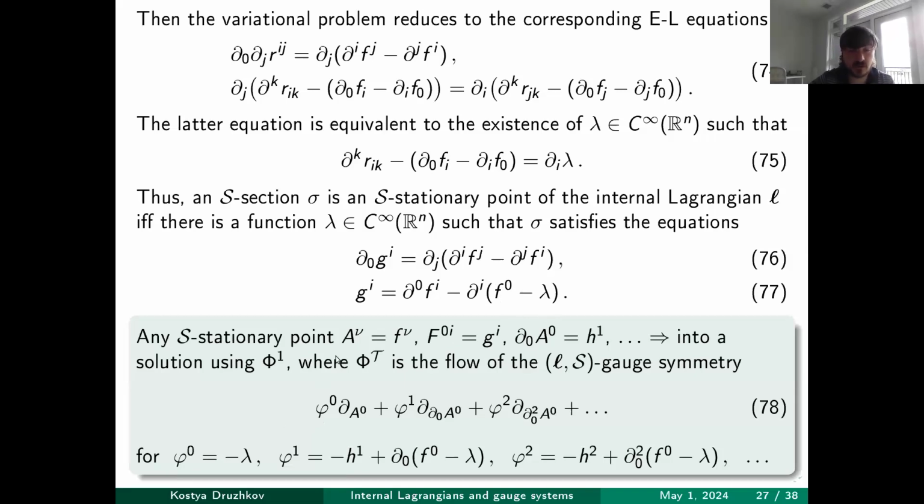But we can consider the corresponding LS gauge symmetry, and this LS gauge symmetry just says that instead of v nu, we can consider the corresponding S section such that A0 equals F0 minus lambda. It becomes just a component of our S section, and then the corresponding S section satisfies the Maxwell equation. This means that any stationary point can be transformed into a solution of the Maxwell equation using the flow of the corresponding LS gauge symmetry. And it's good news, actually. Right? At least I think so.